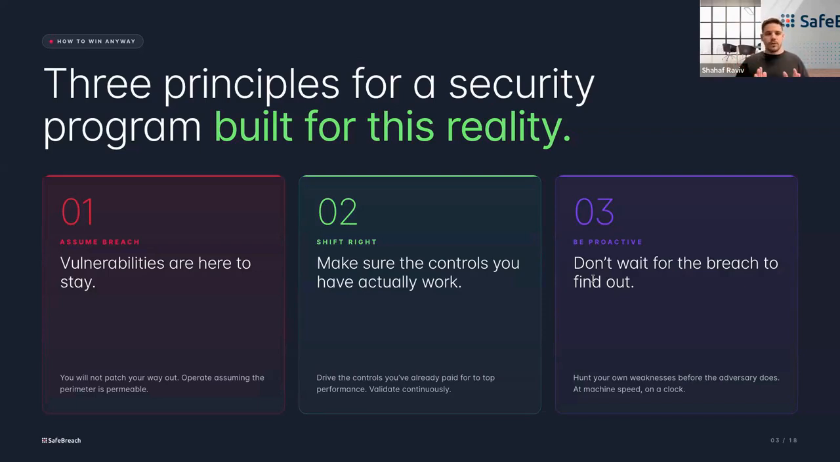Second, shift right. One of the main use cases of SafeBreach is security control validation. Make sure the controls you already paid for are actually working, and keep validating them, because a control that you assume is working is just a hope at the end of the day. And third, be proactive. Hunt your own weaknesses before the attacker does.